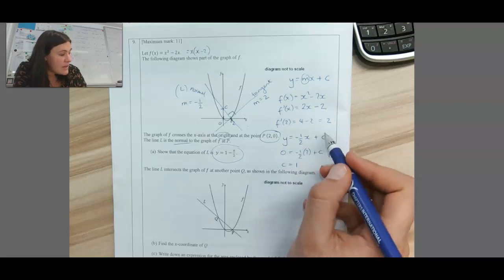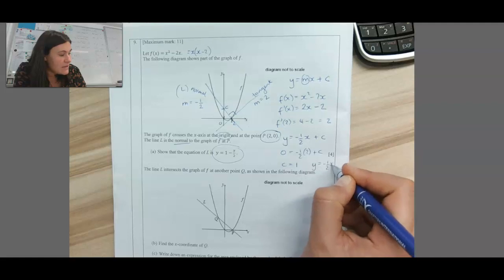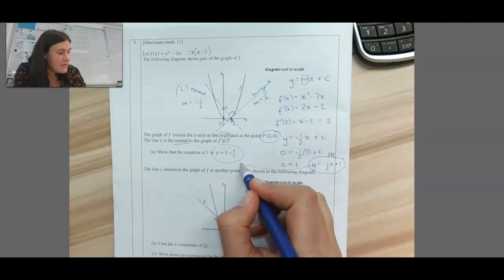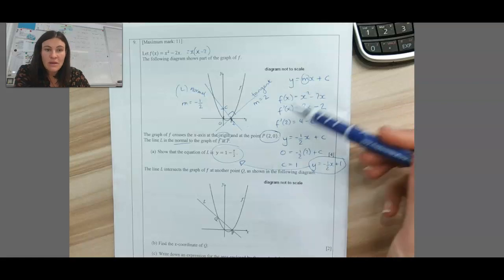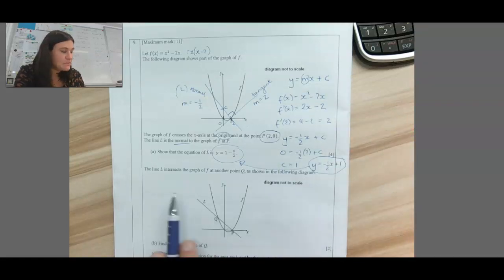So now let's just write out our equation again. We get y equals minus a half x plus 1, which is exactly the same as what's shown there, but I would do another line of working just to write that down. Because I'm writing on the same sheet, it's getting a bit cramped, so I'm not going to write that down.